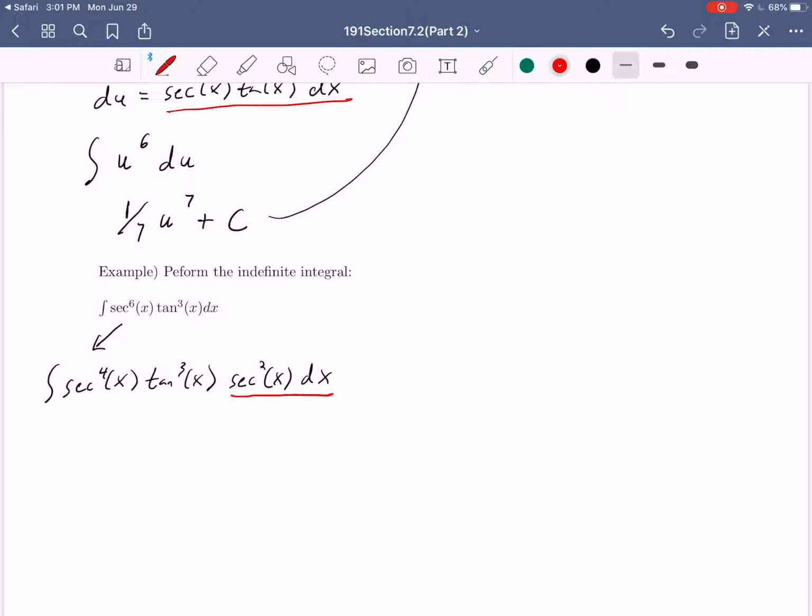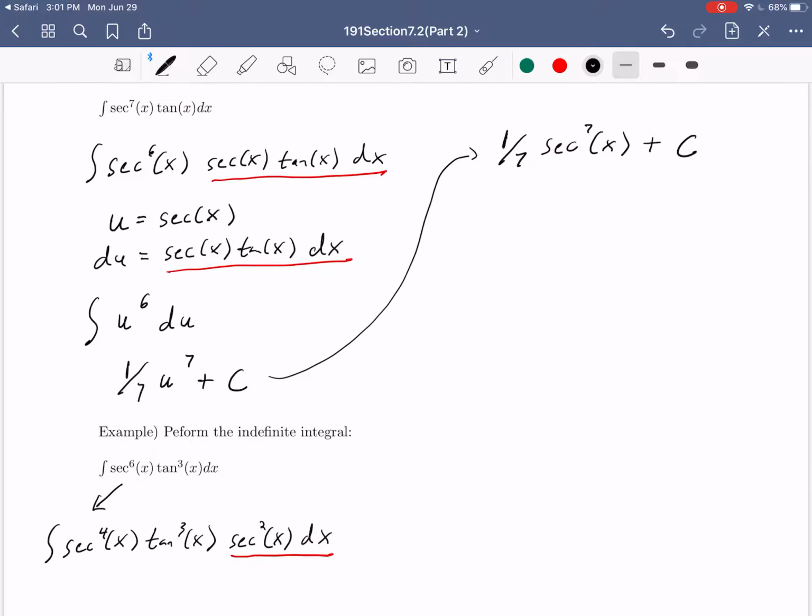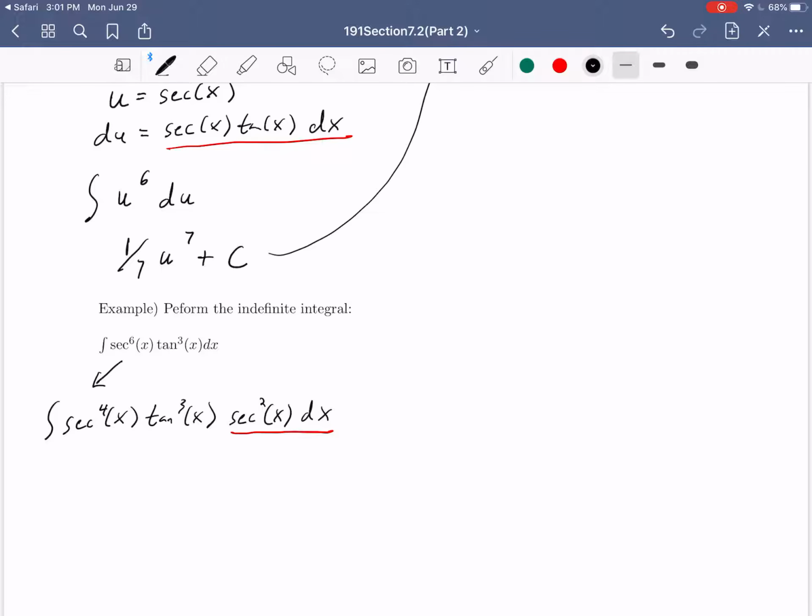Okay, a little bit messy if we went down that route, but certainly doable. Let's think about trying to do it the way we just did back in the previous example, though. So let's save a secant tangent. If we go down a different route, just showing you an alternate approach, we can think about this as secant to the 5th tangent squared, and then secant tangent dx. So in other words, in this case, we're saving a secant tangent factor.